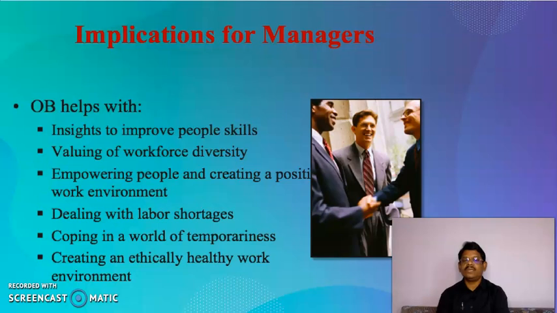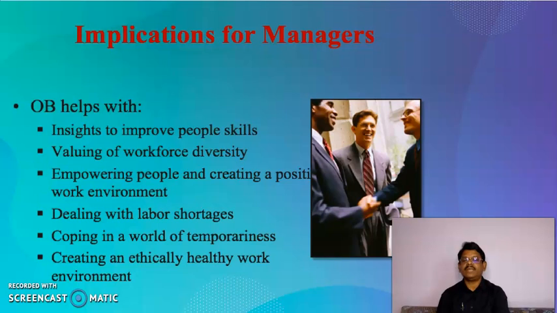Then coping with temporariness. Now the concept of a permanent job or permanent employment is slowly vanishing. Now everything is temporary. As long as you like the employment and employment conditions, you will continue to work with an organization. In that context, how to handle people and how to handle behavior is a big challenge, and those implications the manager is supposed to keep in mind.